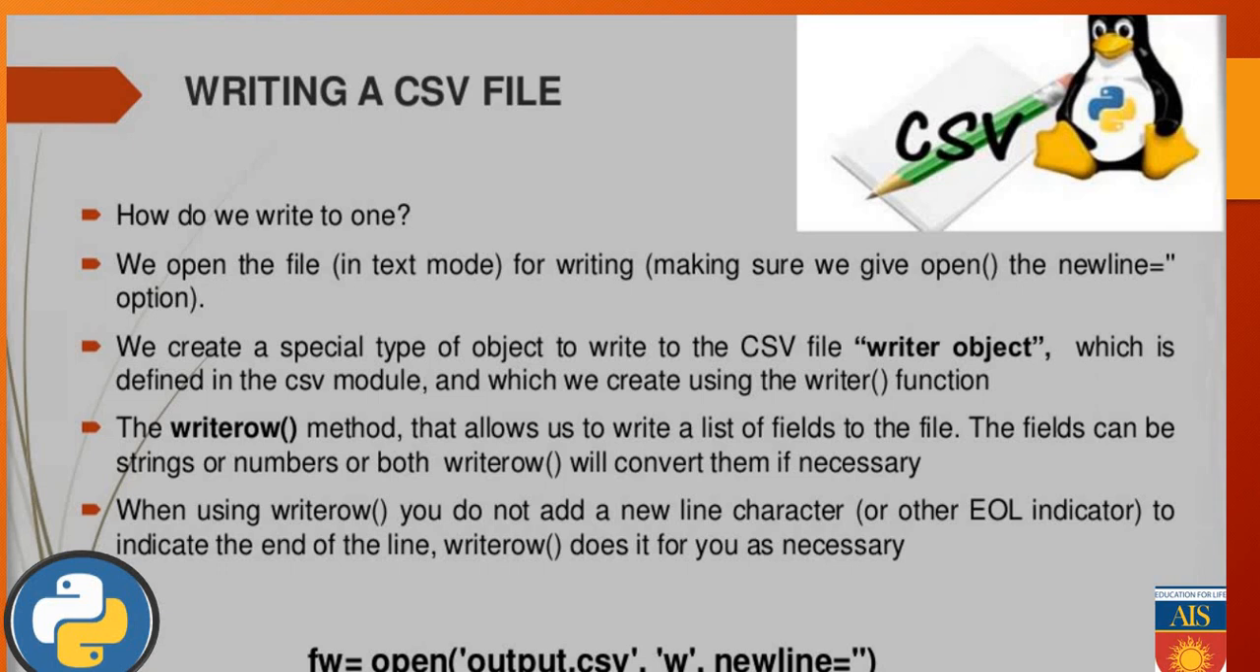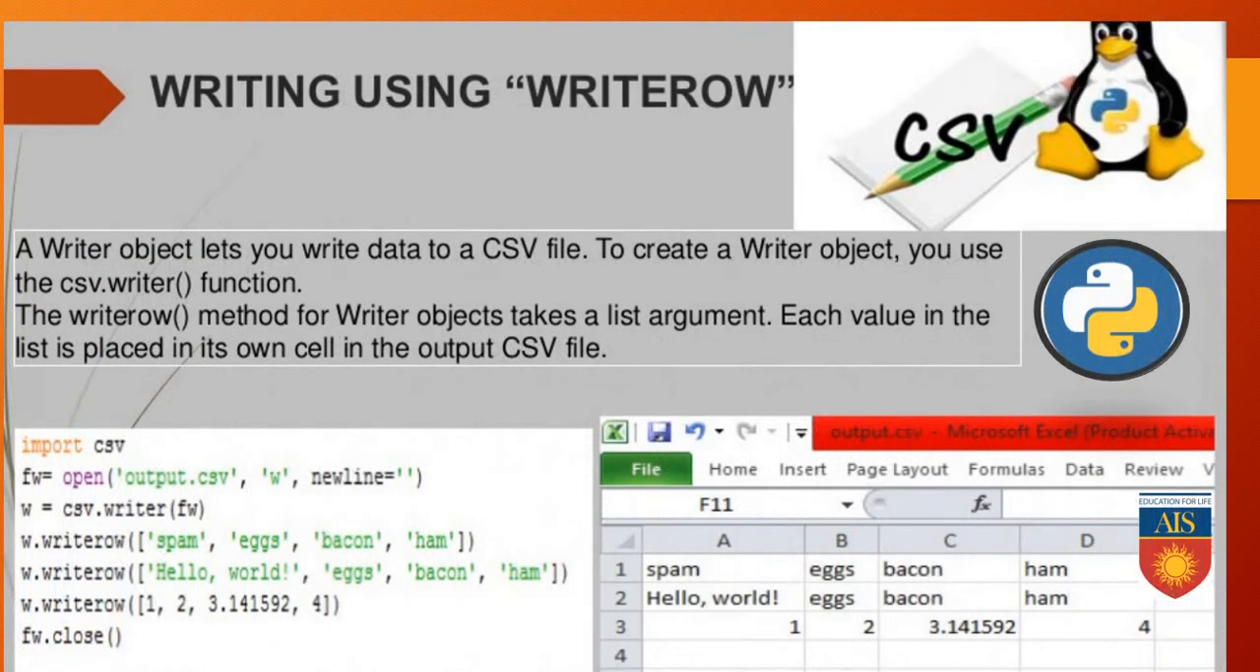writerow will convert them if necessary. When using writerow, you do not add a newline character to indicate the end of the line, as writerow does it for you as necessary. The command will be fw = open('output.csv'), then writing using the writerow option.